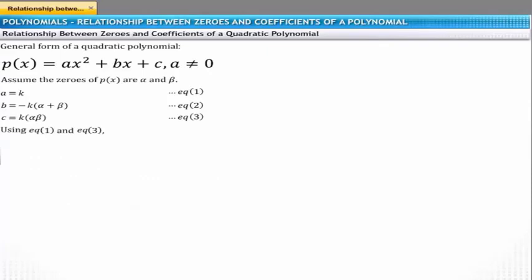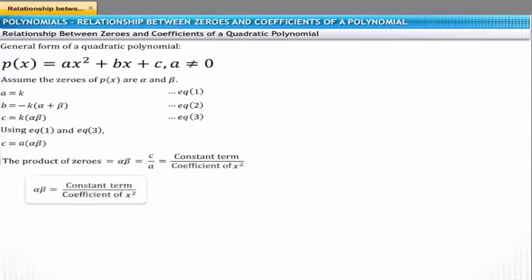On using equation 1 and equation 3, we get the product of zeros, which is equal to c divided by a. Here c is the constant term and a is the coefficient of x square. Therefore, this equation defines the relationship between the product of zeros and the coefficients of a quadratic polynomial.